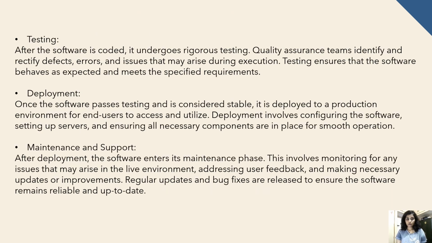Testing phase. After the software is coded, it undergoes rigorous testing. The quality assurance team identifies and rectifies defects, errors, and issues that may arise during execution. Testing ensures that the software behaves as expected and meets the requirements of the stakeholders.